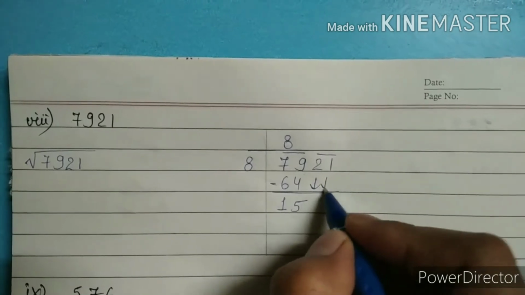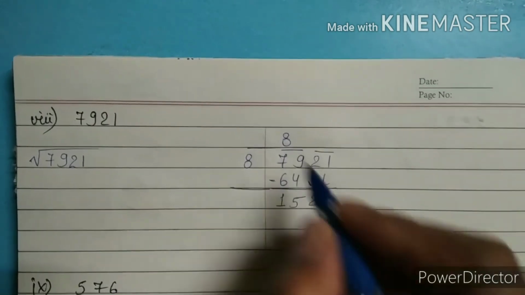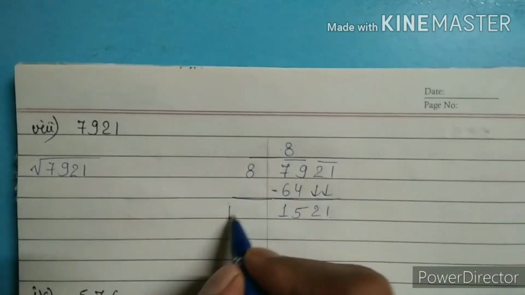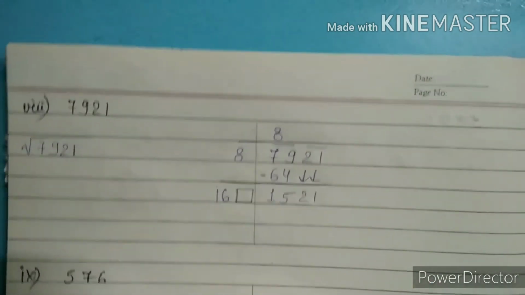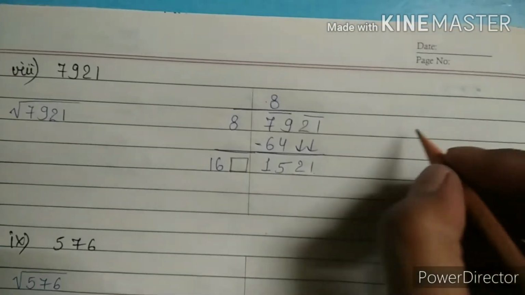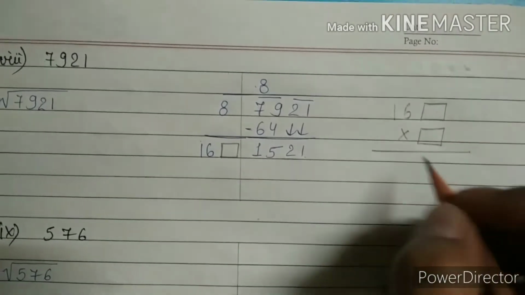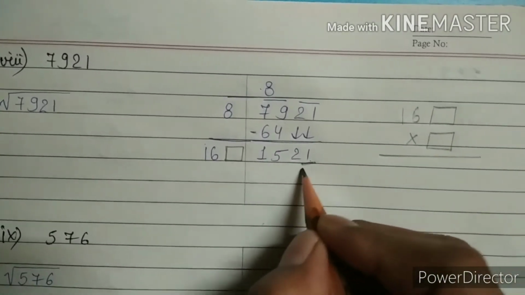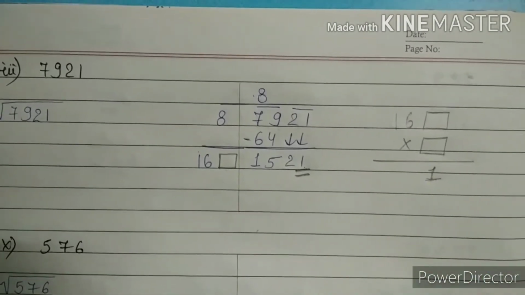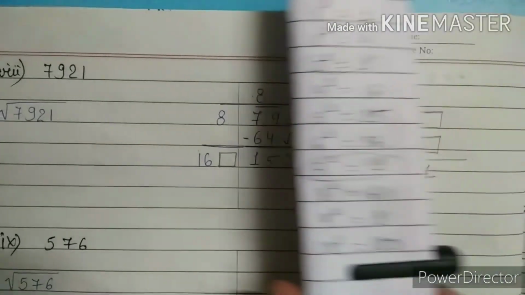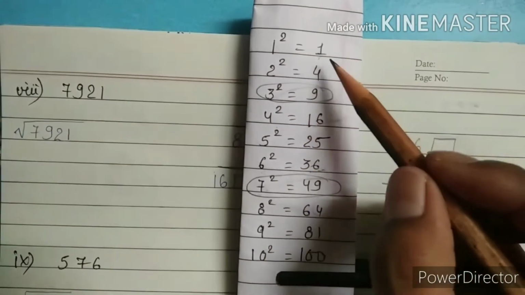Now the next pair comes down. It becomes 1521. Now 8 doubled will come here, that is 16. Now we want a number here such that when we multiply them with each other, we get 1 in the ones place. So in which square do we have 1 in the ones place? In 9 square we have 1 and in 1 square we have 1.